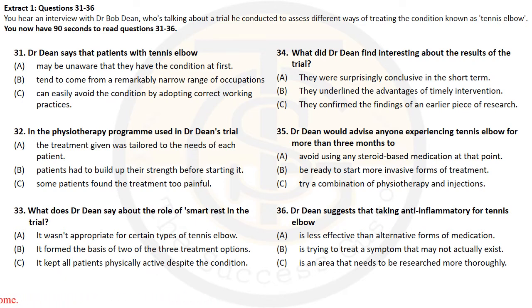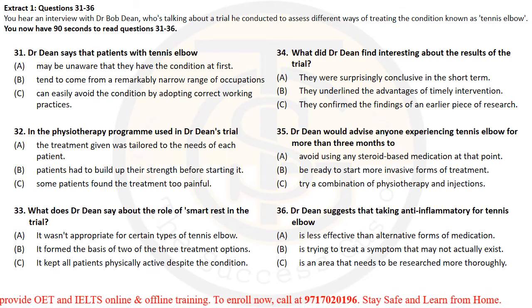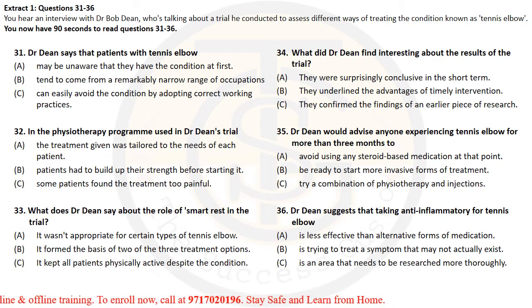The condition, commonly called tennis elbow, is a painful condition of the tendons which interferes with tasks involving gripping and manipulating objects. A recent trial led by Dr. Bob Dean has tried to see what type of therapy works best. Bob, is there a typical way that tennis elbow starts?